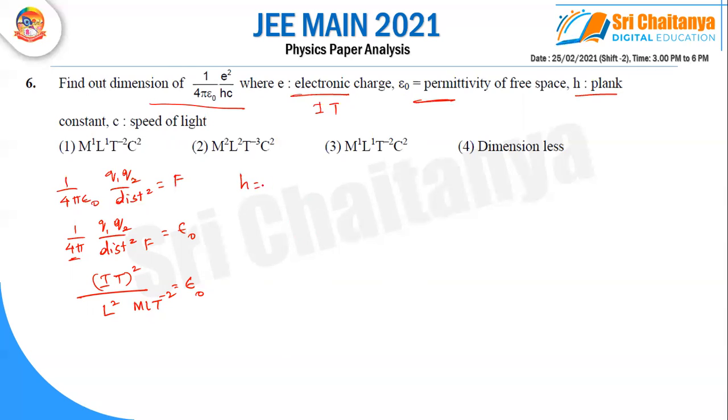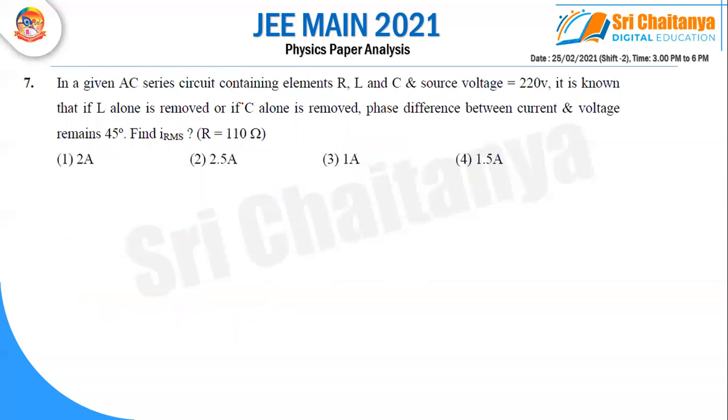Now h is E by nu, and this is ML square T minus 2 divided by 1 by T. That is h. And c is the speed of light, and c is equal to LT minus 1. When you do the proper analysis, we get a dimensionless quantity for this. We'll move on to the next question, please.